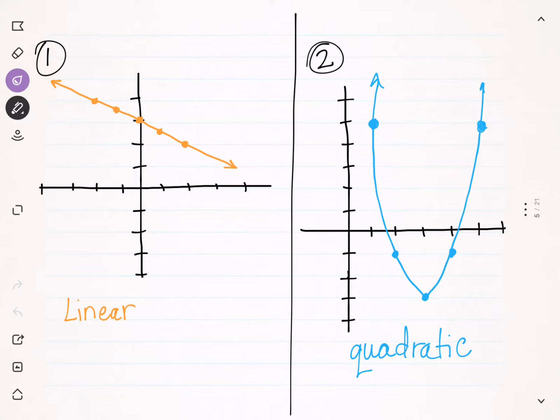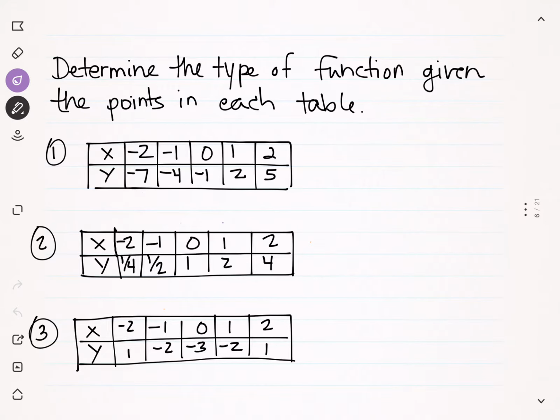Okay? So graphing is a lot of work to plot a bunch of points to tell what type of function you are dealing with. So there's other tricks that we can use just by looking at our outputs, our y values, we can determine what type of function we have. So what we're going to do here is, without graphing and just observing the points in a table, figure out what type of function we have. So let's start with number 1.